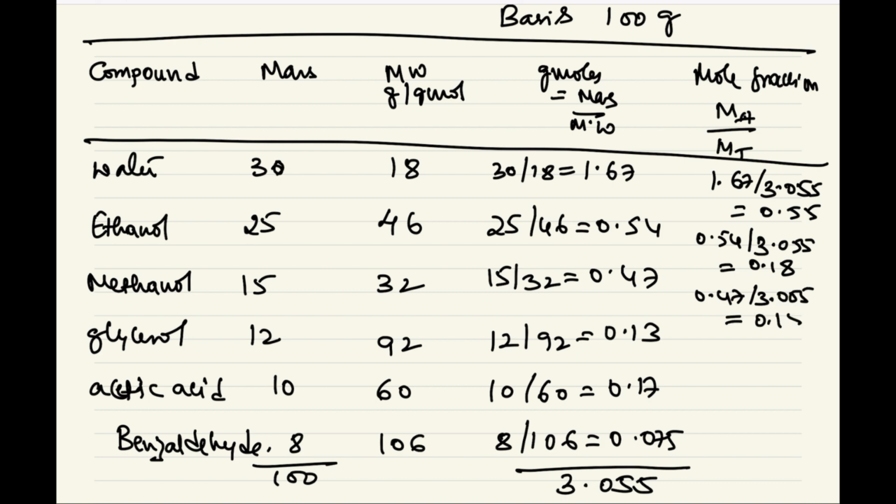Same way you can do the calculation for all these values. This becomes 0.043, this becomes 0.056, and this one becomes 0.025. Again, if you sum all these things, it should be equal to 1. In the mixture, the summation of the mole fractions of all the components must be equal to 1.